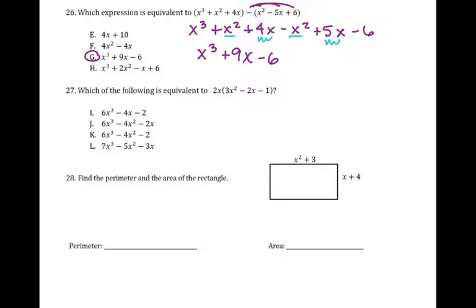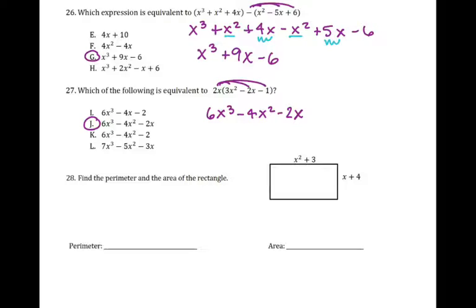27, anytime you see something in front of the parentheses, your gut should tell you, hey, I should distribute. So I'm going to go ahead and distribute. 2 times 3 is 6. X times x squared is x cubed. 2 times negative 2 is negative 4. X times x is x squared. And 2x times negative 1 is negative 2x. So looking at my answer choices, it is letter J.